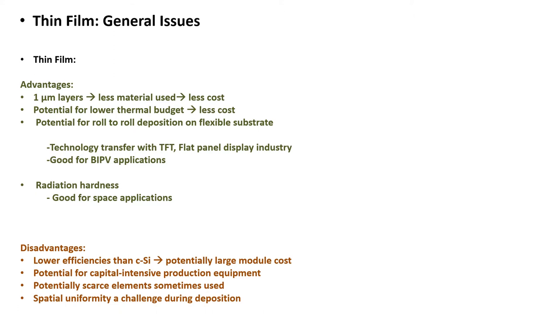The main advantage of thin film technology is that very thin layers of approximately 1 micrometer can be obtained. Hence, less material is required and the cost will be less. This also ensures a potentially lower thermal budget and economic potential. Roll-to-roll deposition on flexible substrates is also possible, which is highly difficult in the case of wafer technology. The technology can be transferred to the TFT and flat panel display industry, and is good for BIPV applications. Radiation hardness is good, therefore this method can be employed for making materials for space applications.